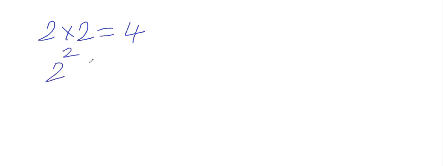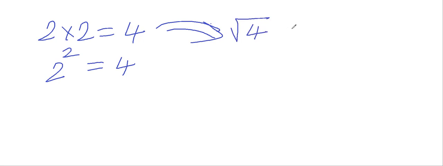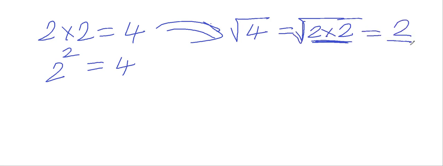Fine. So if I say 2 into 2 is equal to 4, how are we writing this? We are writing as 2 square is equal to 4. The inverse of this will be square root of 4, which is square root of 2 into 2. How many times is 2 there in the root? 2 times. So I am going to write it only once. That's what square root of 4 is.